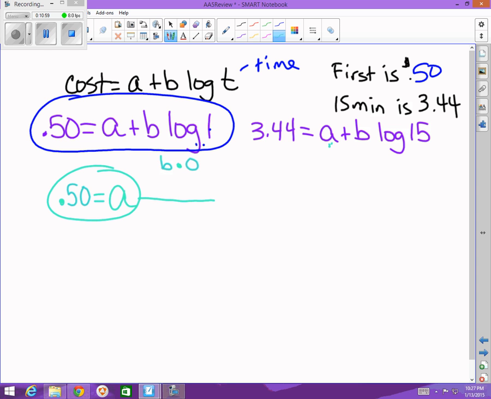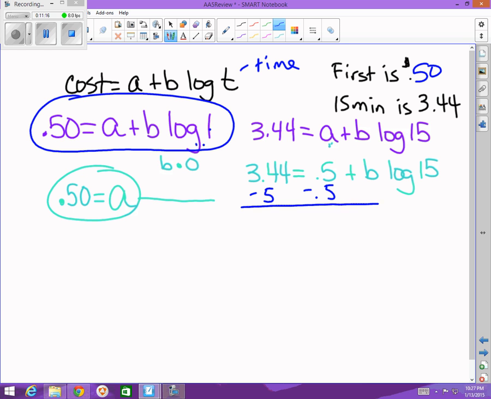So now that we know that a is 0.5, we can bring that over to this equation and put it right there. So 3.44 equals 0.5 plus b log 15. Now if we want to find b, we better solve for it. So we subtract 0.5, and when you subtract those two things, you will get 2.94 equals b log 15.